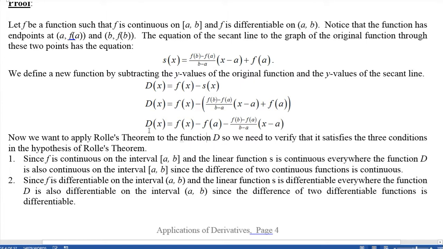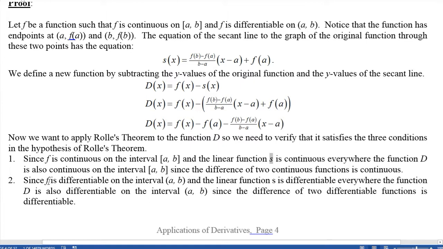Now what we want to do is apply Rolle's theorem to this function D. So first we need to verify that the three conditions of Rolle's theorem actually apply. Well, first of all, since f is continuous on the closed interval a to b, and of course s is a linear function, it's continuous everywhere, right? So that means certainly it's continuous on the interval a to b, and if you sum or difference two functions which are continuous on an interval, then the resulting function is continuous on that interval.